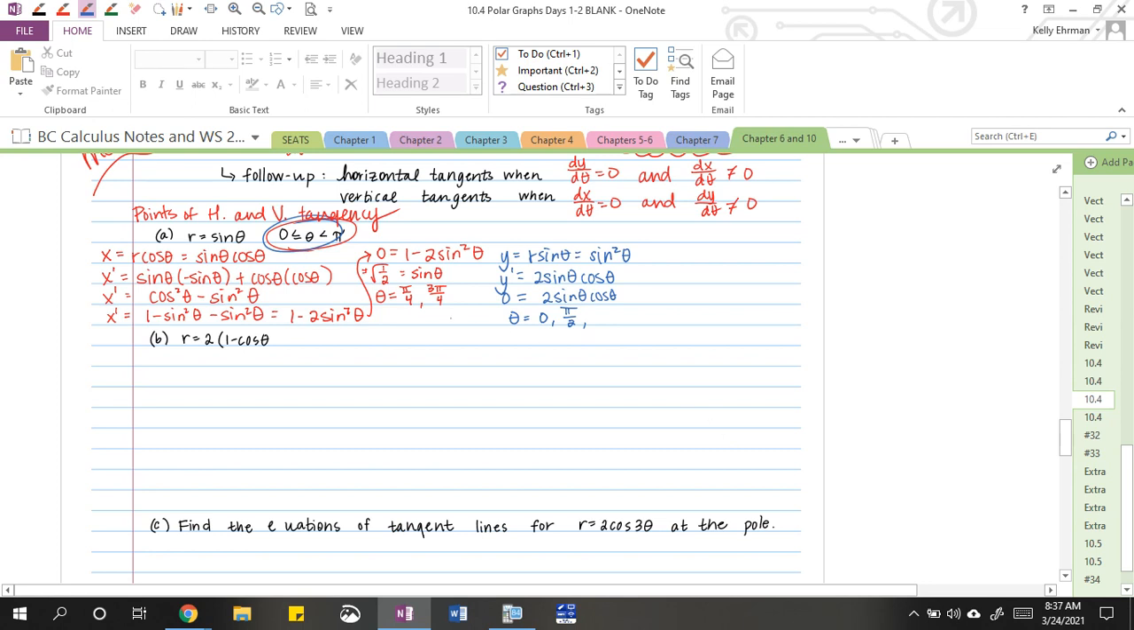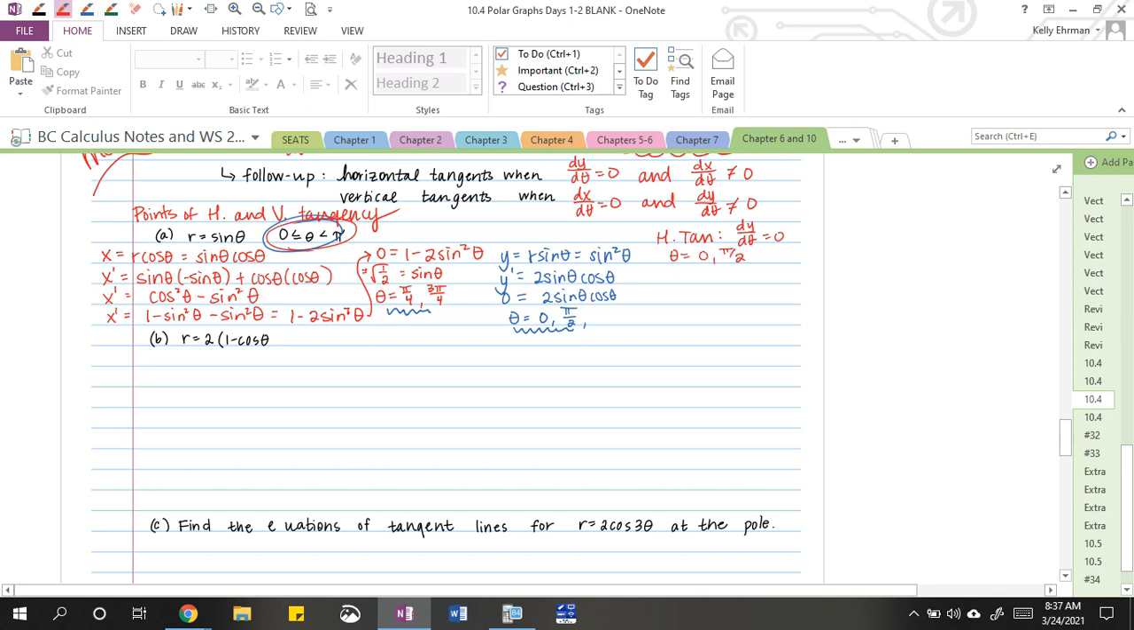Okay, so now I double check these. We don't have any angles in common, so there is no point for which dx d theta and dy d theta are 0 at the same time. So horizontal tangents are when dy d theta equals 0, right? But not dx d theta. So that would be at theta equals 0 and pi over 2.